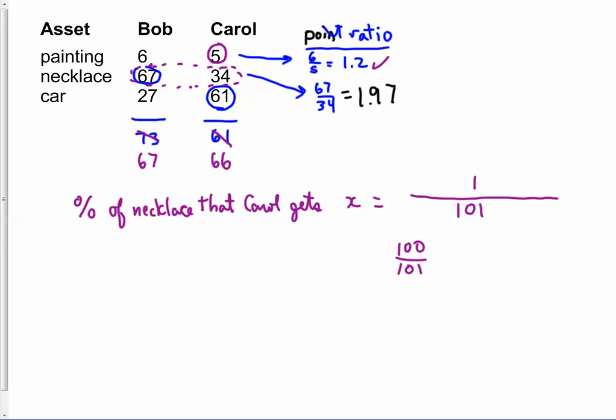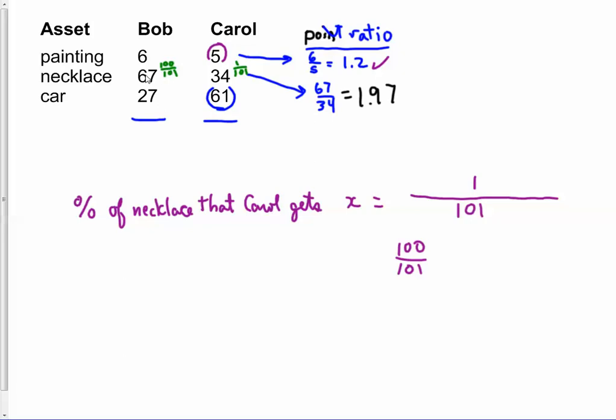Okay, so I'm going to erase all the lines around the necklace. And so Carol gets the painting and the car, but they're going to share the necklace. Bob is going to get this fraction of it, and Carol's going to get this fraction of it. Okay. And if we check the points, if I just redo the points totally, if you add up for Bob, so he's not getting the painting or the car, but he's getting almost the entire amount of the necklace. He's getting this fraction of the necklace.